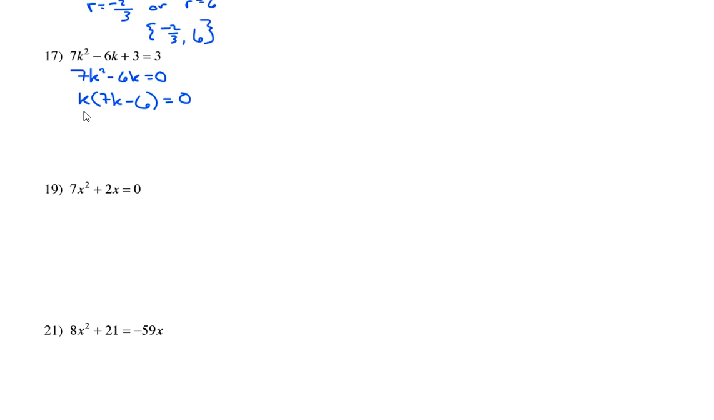So one of these two factors must equal 0. Either k equals 0, or 7k minus 6 is 0. So then here we add 6 to both sides, divide by 7 on both sides of the equation, we get 6/7. So those are your two solutions, 0 or 6/7.